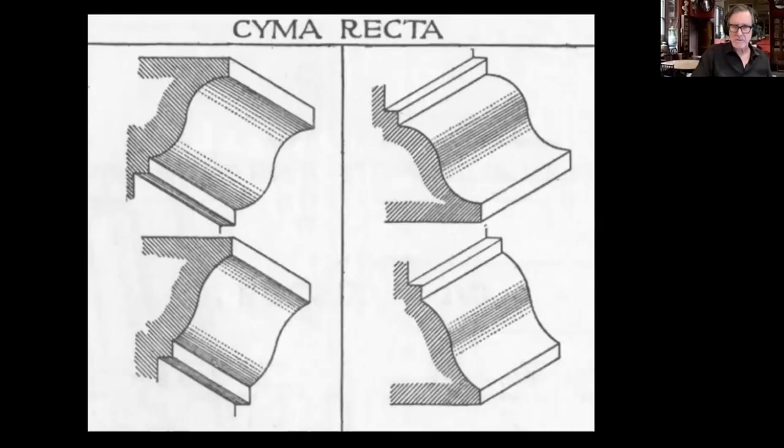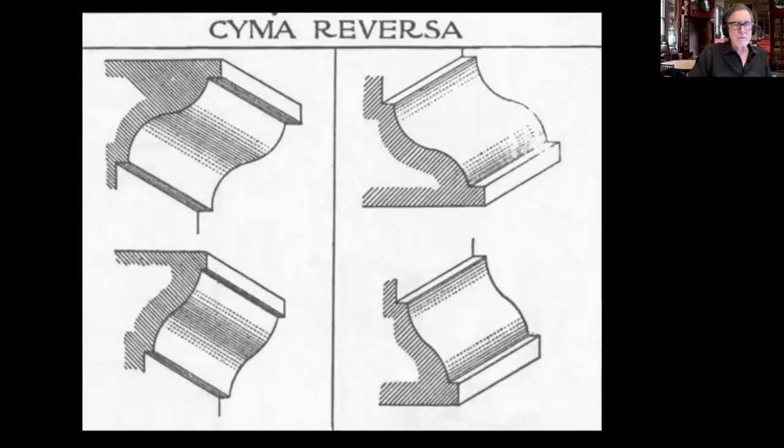Okay, so let's talk about the cyma recta a little bit. And it's best for us to look at the cyma recta and consider its analog, which is the cyma reversa. So we'll look at the cyma reversa together as well. And let's go draw that one, the cyma reversa.